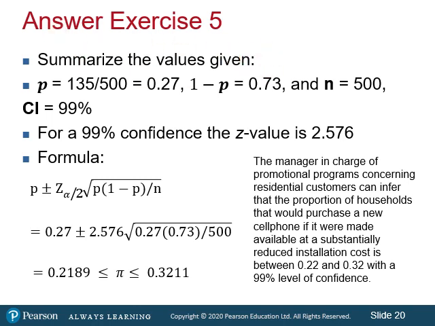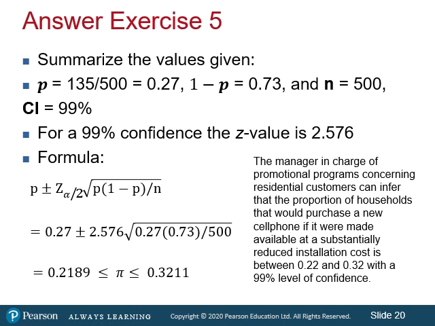So the values given are P equals 135 divided by 500, which gives 0.27. 1 minus P is 1 minus 0.27, which is 0.73. N equals 500, and the confidence level is 99%. For 99% confidence, the Z value is 2.576. You can also round it up to 2.58.